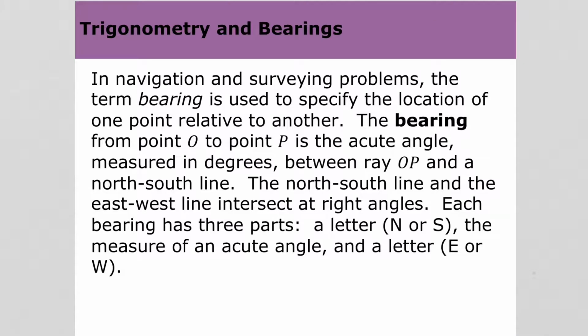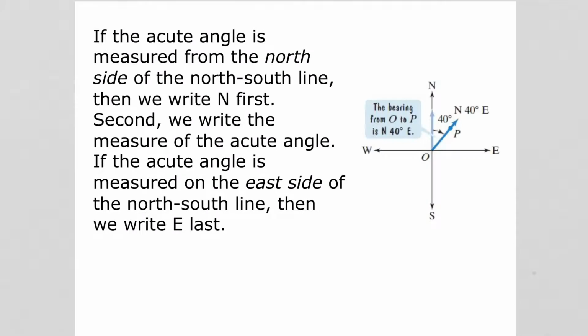The other thing we need to look at in this section is bearings. So bearings are used in navigation and surveying. And the bearing from point O to point P is the acute angle measured in degrees between ray OP and a north-south line. This will be easier if we look at a picture. Here we go.